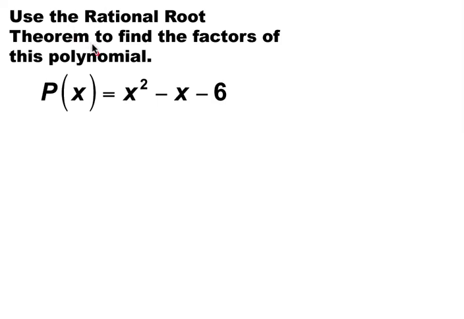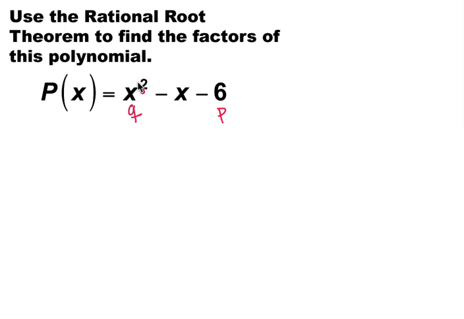Use the rational root theorem to find the factors of this polynomial. According to the rational root theorem, if a polynomial has rational roots, then they are based on the factors of the coefficient of the leading term and the factors of the constant term. The leading coefficient is labeled q, and the constant term is labeled p. If rational roots exist, it'll be the ratio of p over q for some values of each term.